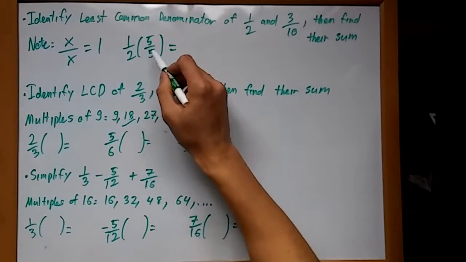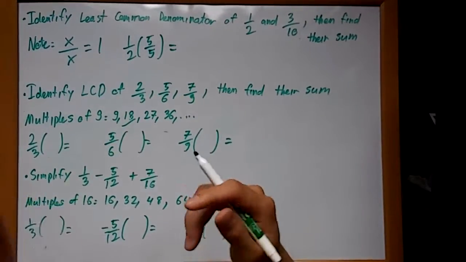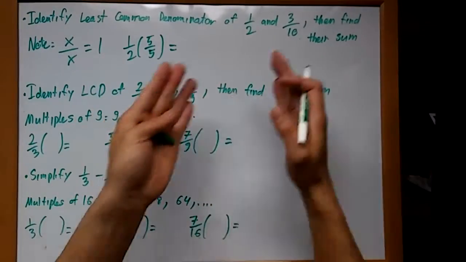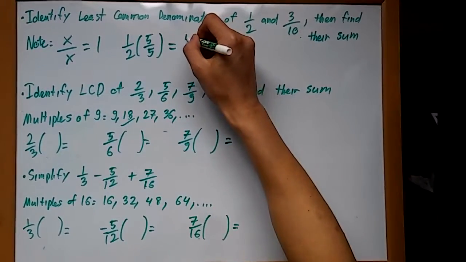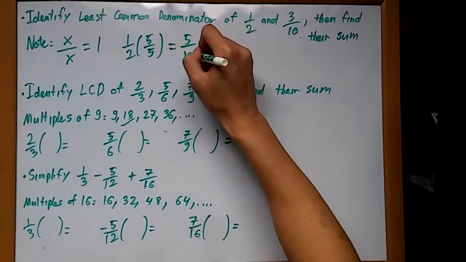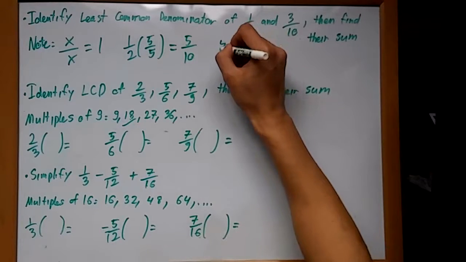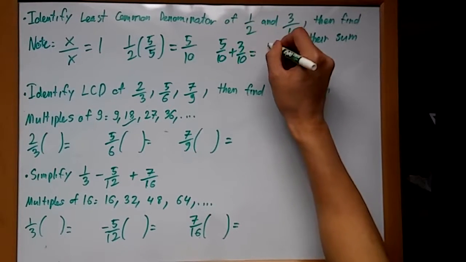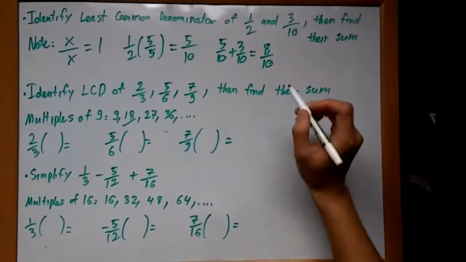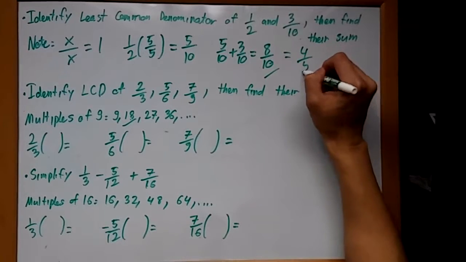And note here that 5 over 5 is just 1. We're multiplying the fraction by 1, but in this form, to get the denominator to be 10. So 1 times 5 is 5, 2 times 5 is 10. So now we can add 5/10 to 3/10 together. So 5/10 plus 3/10 is equal to 8/10. And that's our answer. And you can even reduce it if you wish.